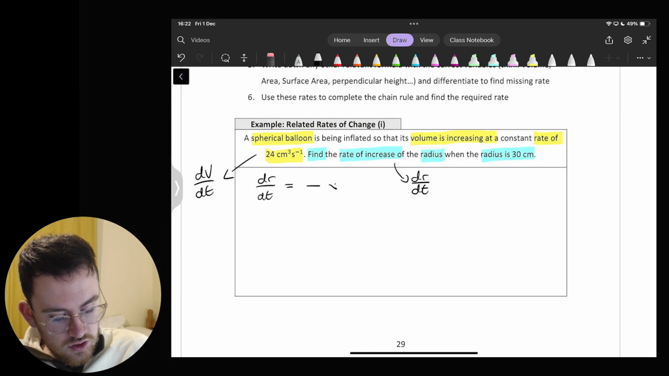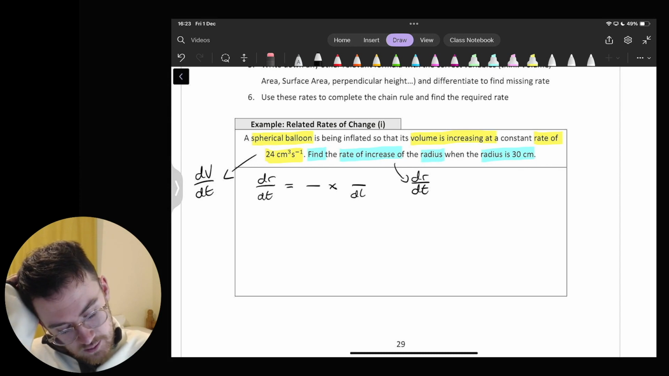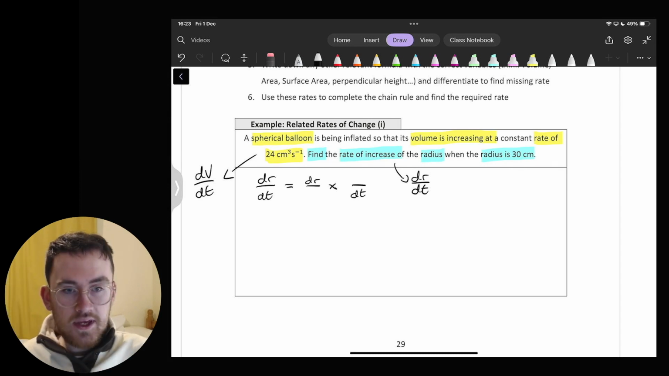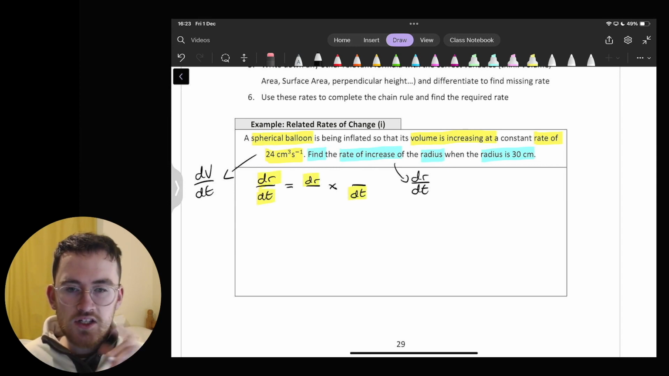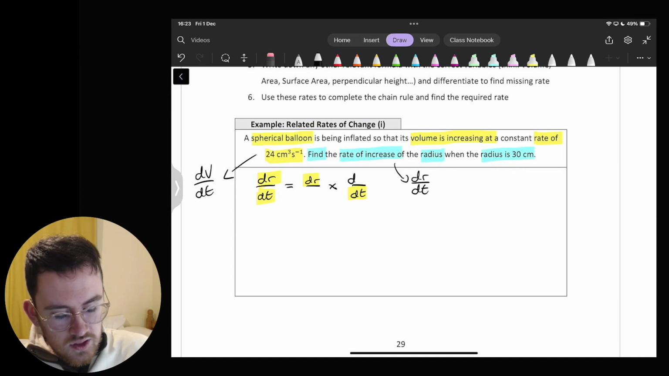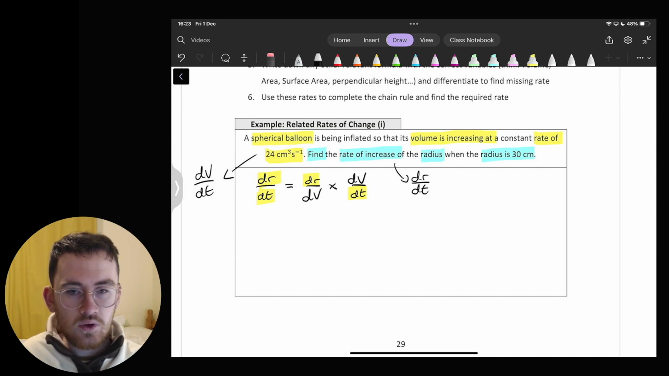So I need to have two different rates set up in such a way that I have dt on the bottom here and dr on the top here, because that's going to match up with what I want to have here. So I need to identify two other parts I can put in. I'm told dv/dt in the question, so that suggests to me that here I need to have dr/dv.